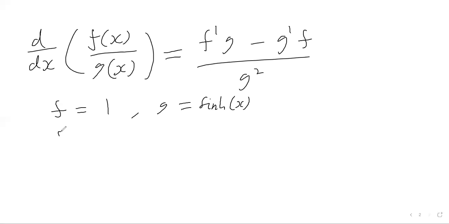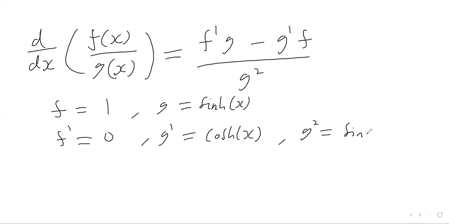Okay, so f dash, when we differentiate just the number 1, well, that's just 0. So f dash is 0. When we differentiate g with respect to x, hyperbolic sine, well, we know from previous videos that when you differentiate hyperbolic sine, you get hyperbolic cos. So g dash is cosh of x. And obviously g squared is hyperbolic sine squared. Okay, so now we can plug these results into the formula.